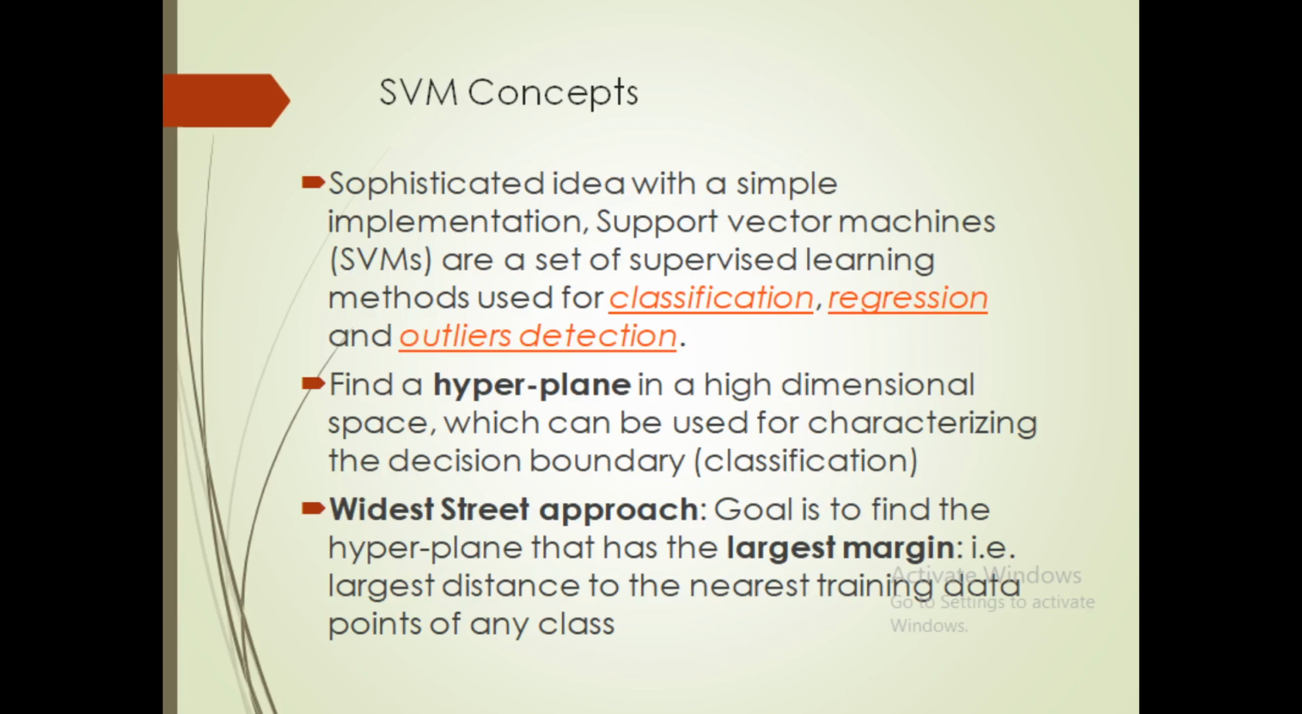Next thing is regarding a hyperplane. What actually a hyperplane is and why it is used. A hyperplane is nothing but a high dimensional space which can be used for characterizing the decision boundary, which is used for classification. And what is the goal of SVM? The goal of SVM is to find a margin which is the largest one. We'll see all this in the next slide.